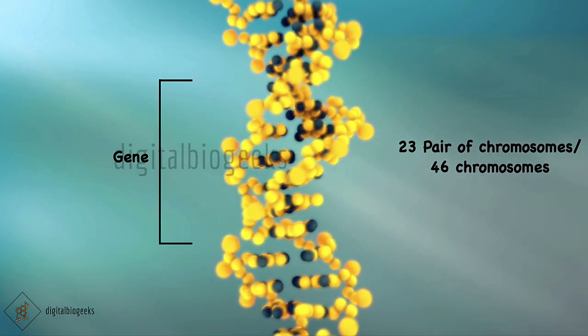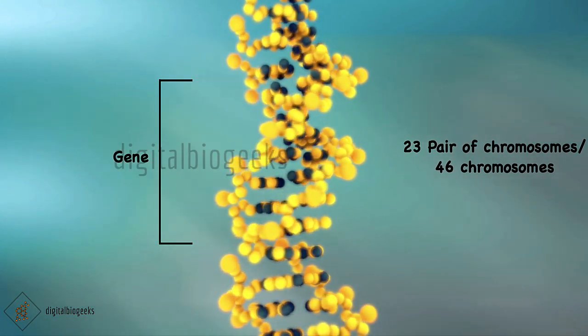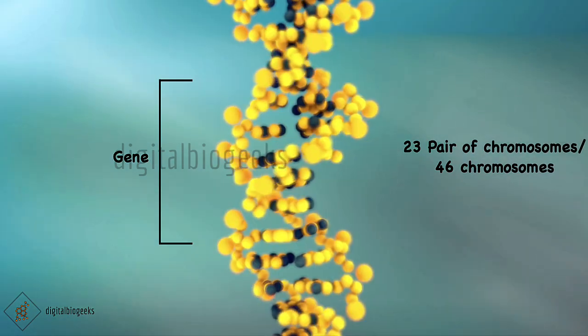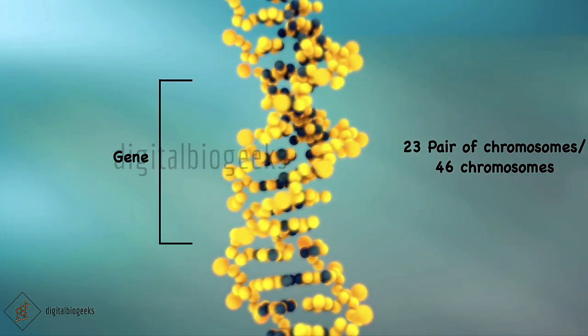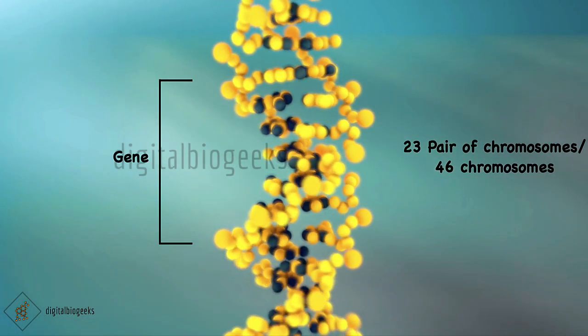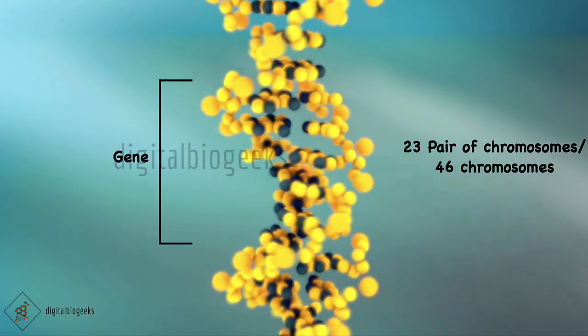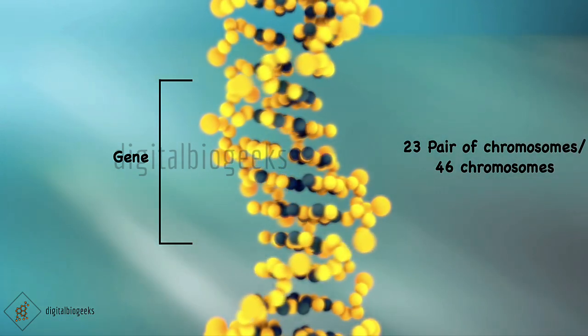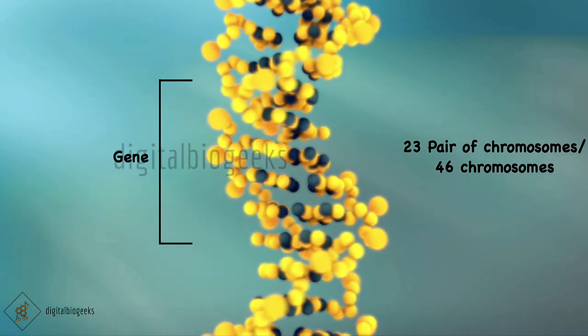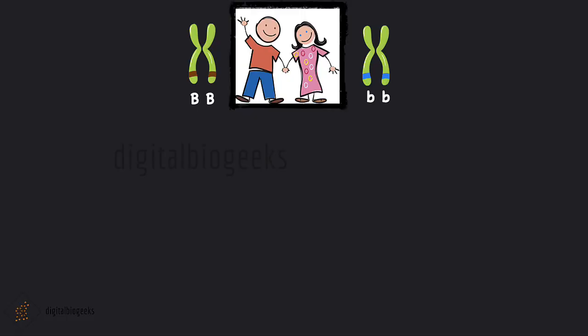We know that there are 23 pairs of chromosomes in humans. That means we have 46 chromosomes. Out of these 46 chromosomes, 23 we get from the father and 23 we get from the mother. The genes which are present in the chromosomes are responsible for a particular trait. They are different forms of a particular trait.